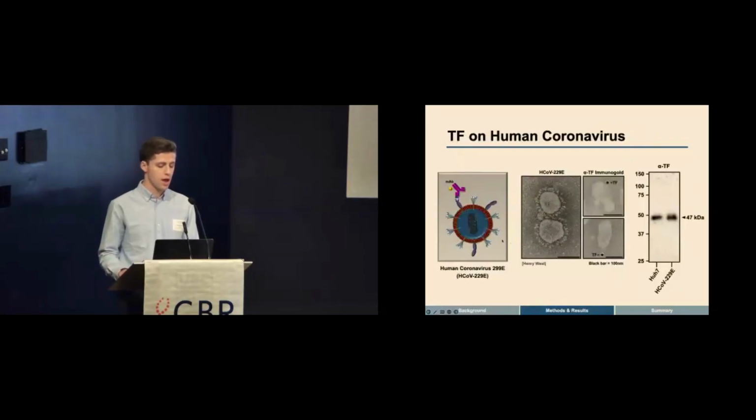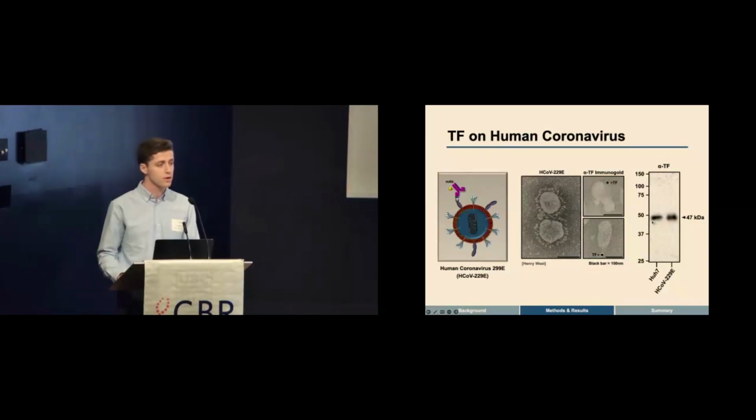And we're using human coronavirus 229E. So this is a common cold coronavirus. We can see here on this image on the left that under electron microscopy, we can stain for the corona that's formed by the spike proteins which surround the virus particle. And under electron microscopy immunogold, so again, a gold bead conjugated to a monoclonal antibody, we can see single labeling of virus particles for tissue factor.